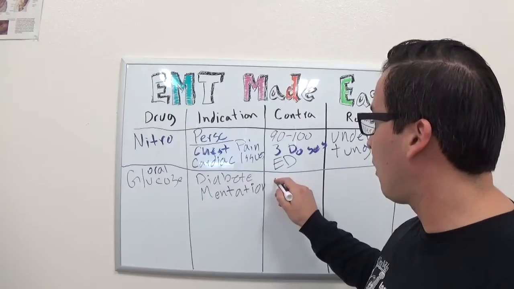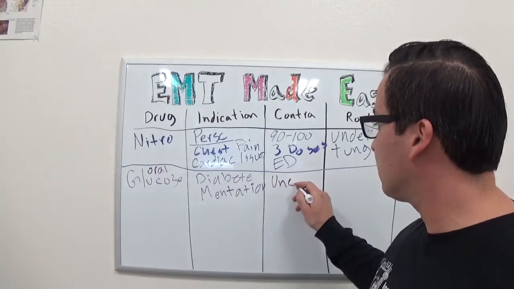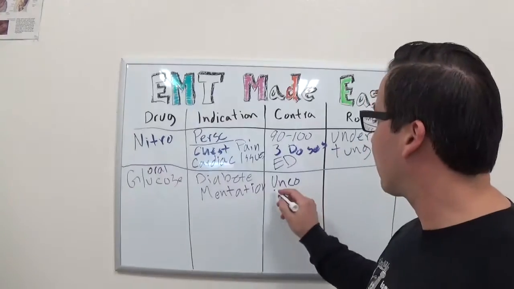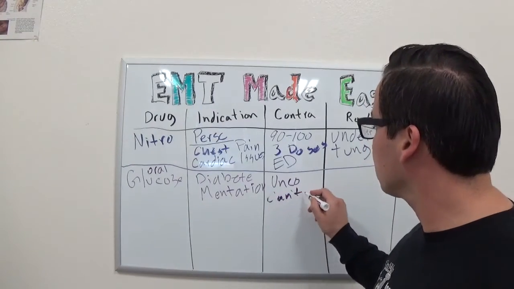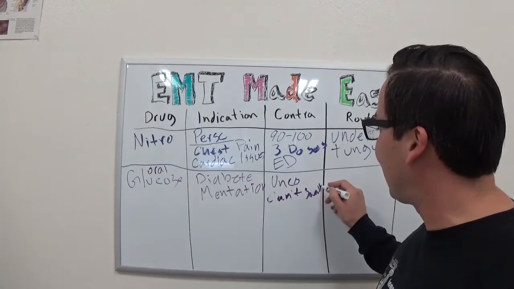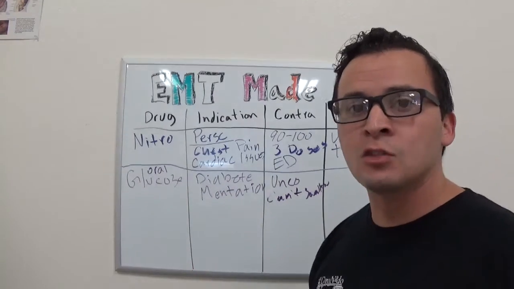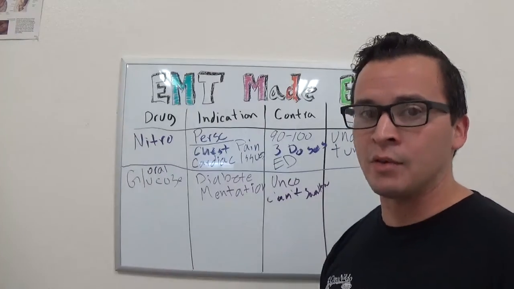So if they are unconscious, so I'll put an NC, unconscious, that means they're passed out, they can't swallow. So when this comes into play is that if they're so mentally altered, just so out of it that they just can't swallow, they can't follow commands, you can't give it.